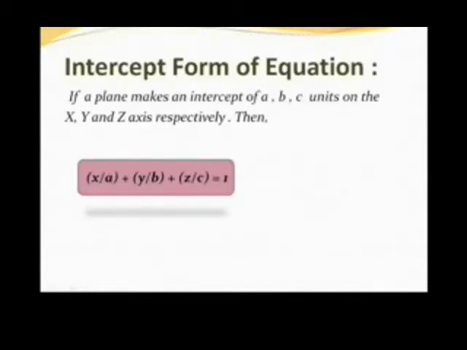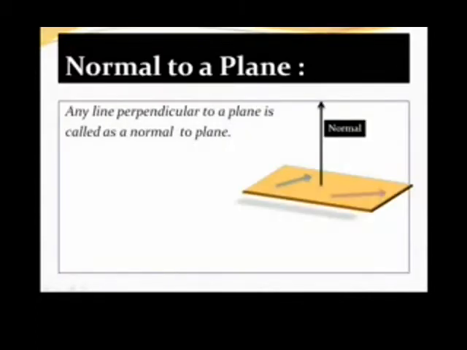Now let's try to find out the intercept form of the equation. If a plane makes intercepts of a, b, c units on the x, y and z axis respectively, then the equation of the plane is given by x/a + y/b + z/c = 1. Here a is the intercept made by the plane on the x axis, b is the intercept made by the plane on the y axis, and c is the intercept made by the plane on the z axis. So the intercept form of the equation of a plane is x/a + y/b + z/c = 1.